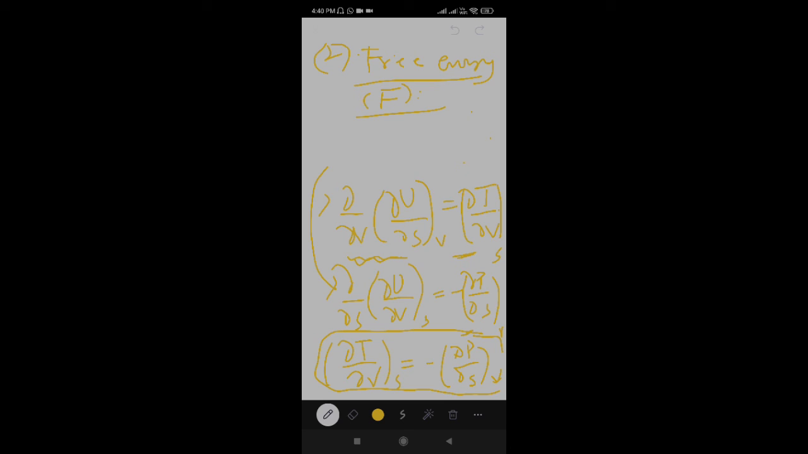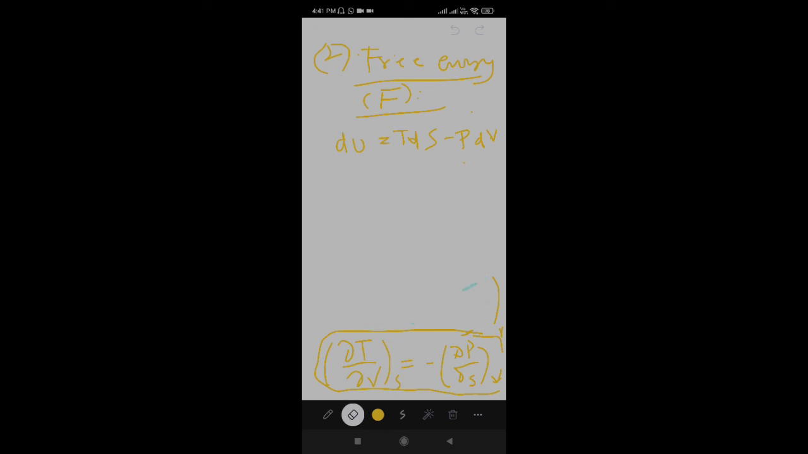You start from the first equation of dU in order to get the formula for F. Just now we wrote that dU is equal to TdS minus PdV. This is a combination of the first law and the second law. I am using this equation in order to find the equation for the thermodynamic potential F.